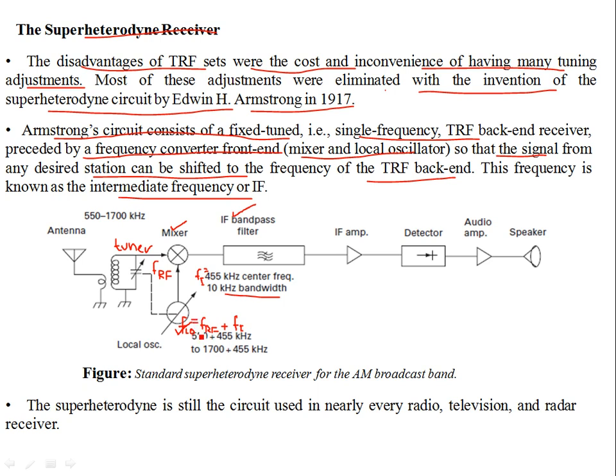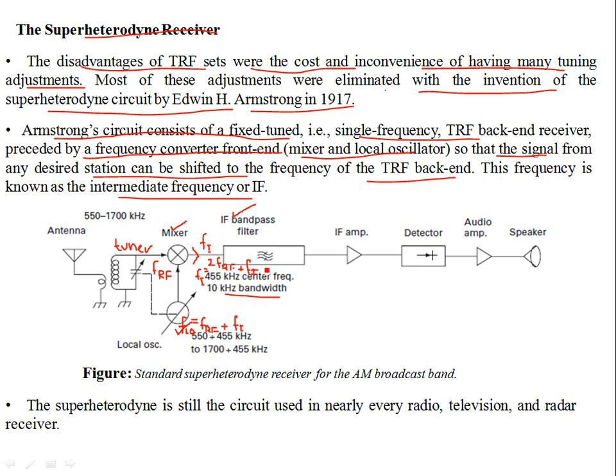And if you can guess what the output of the mixer will be, well, the output will consist of the sum and difference of the frequencies, and you can see the difference is FI. Okay, the sum, however, will be, what is the sum? The sum will be 2 FRF plus FI. So we don't work with this high frequency.